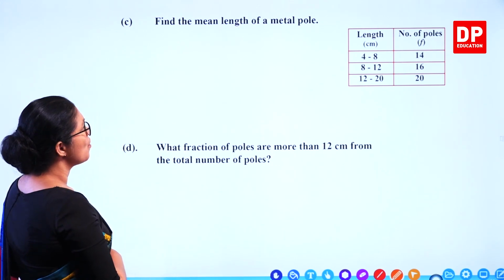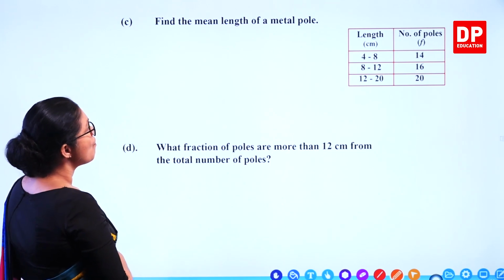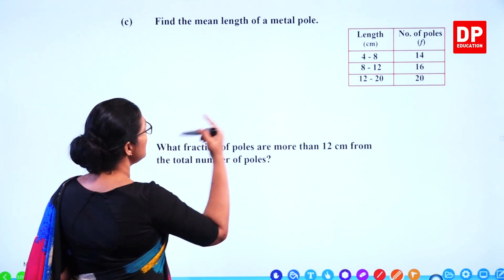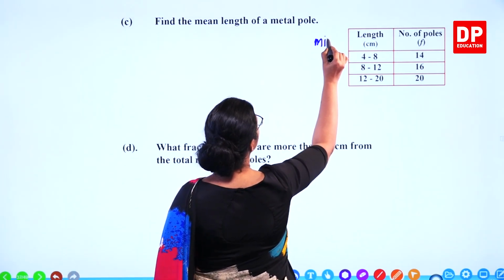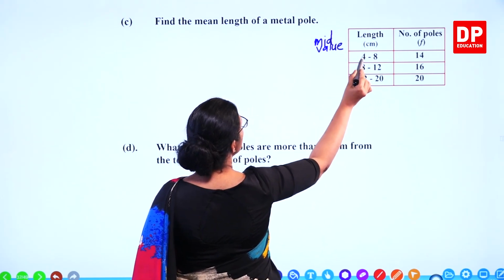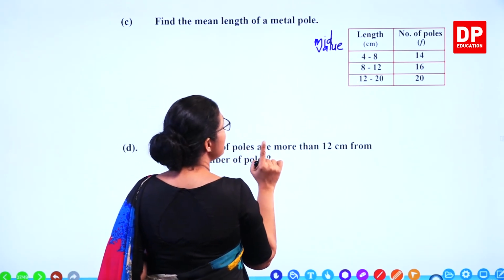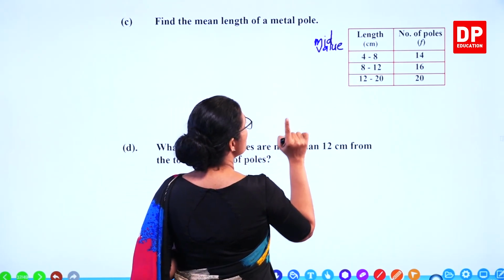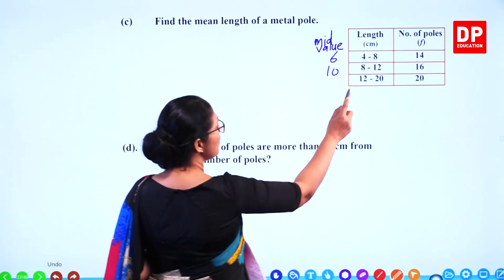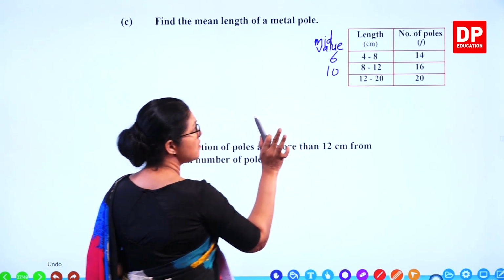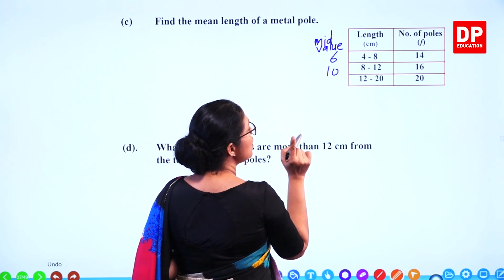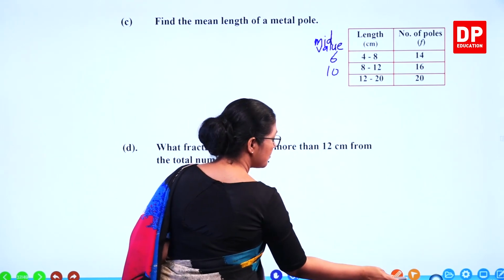So what you do? We need to find the mid values. So mid values of the interval, I'll write here. This is 4 and 8. Add and divide by 2. 8 plus 4, 12. 12 divided by 2, 6. That means adding 2. This becomes 10. What's the mid value of this one? Not just adding 2, because the widths are different. 32 divided by 2. So that's 16.